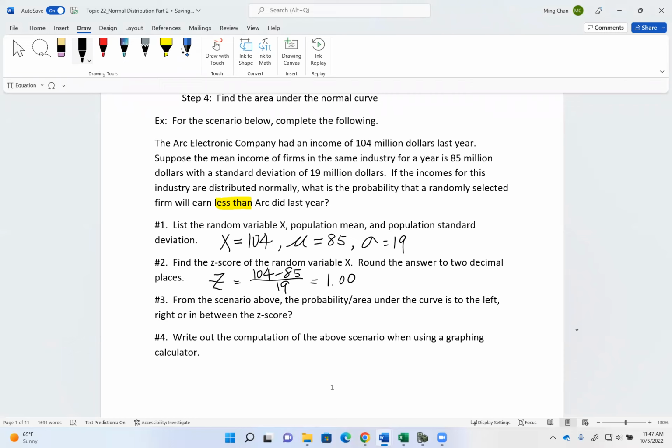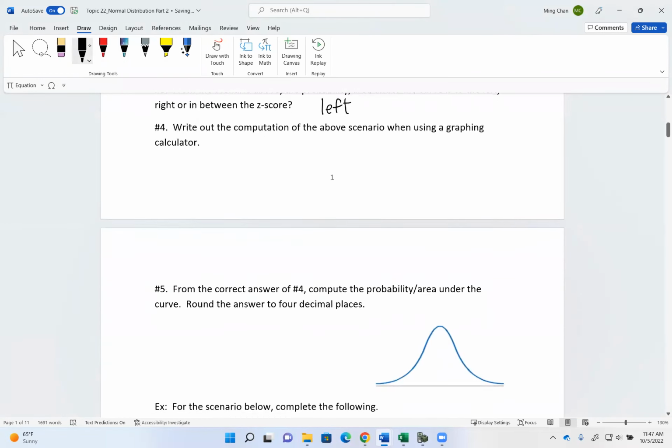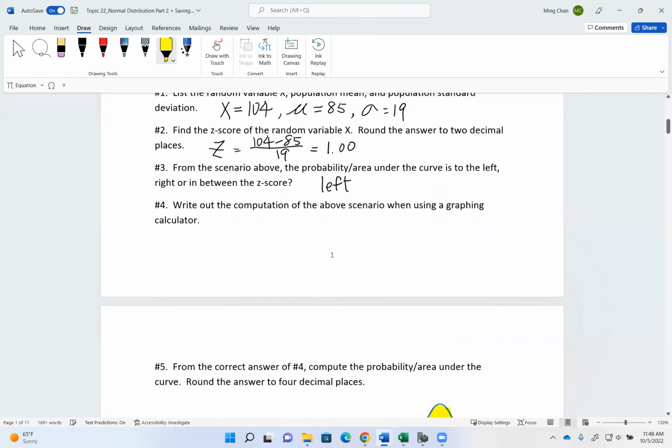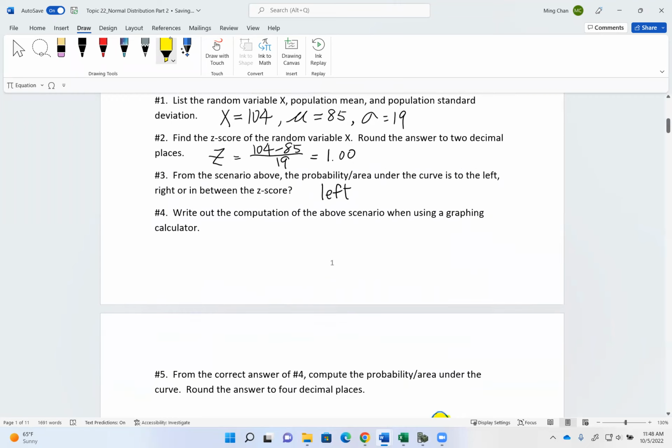From the scenario above, is the probability area on the curve to the left, to the right, or in between the z-scores? I'm looking for less than, so that has to be to the left. Here I have a graph. My z-score is 1. The mean is at 0 here in the center, and 1 is to the right. I'm looking for a probability to the left, right? Less than is to the left. So what is the probability that a randomly selected firm in the same industry will earn less than this company, which makes 104 million?